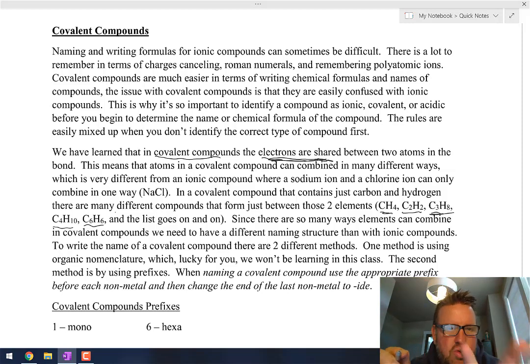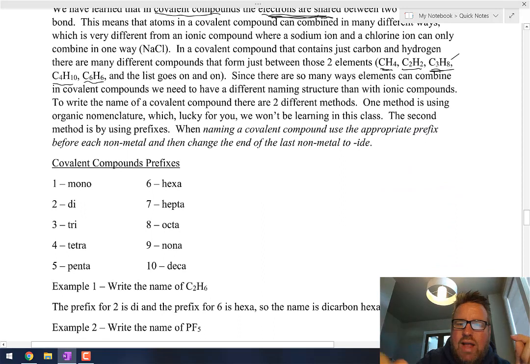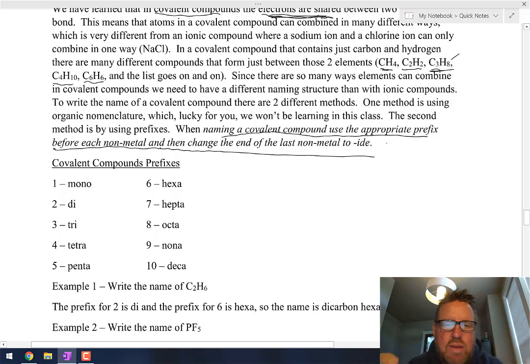Now, there are 2 different ways to name them. One of them is using what's called the organic way. All the names that I just gave here are using the organic way. This is not organic chemistry. We're going to learn the simpler way of naming these covalent compounds, which is down here in italics. When you name a covalent compound, you use the appropriate prefix before each nonmetal, and then just like ionic compounds, you change the name of the last one to IDE.